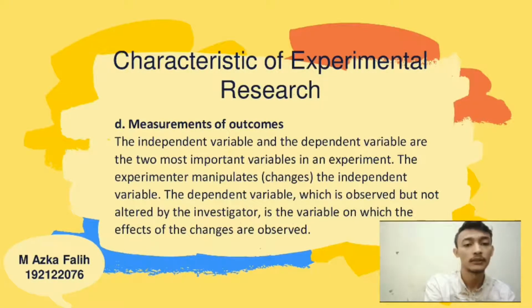For example, to examine the effect of different teaching methods on achievement in reading, a researcher would manipulate the method, or the independent variable, by using different teaching methods in order to assess their effect on reading achievement, or the dependent variable.